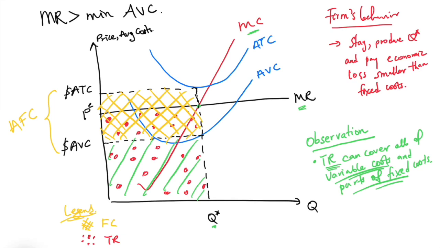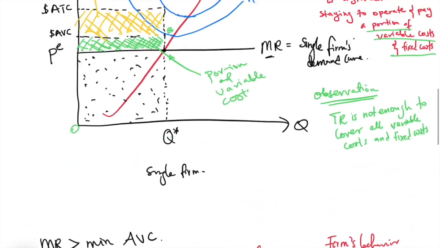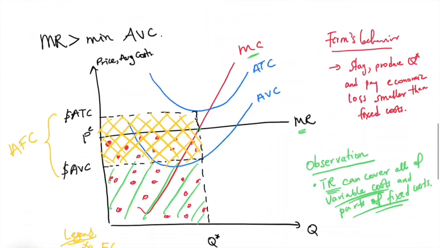So what should the firm do? The firm can stay and produce Q star and pay an economic loss that is less than fixed costs. So this is how I'm getting all of this information. Now, if you're taking this class, this is where all that information you're seeing in your class is coming from. Now, like I said earlier, these three graphs give us an idea of how we should trace each single firm. By the way, this graph is for a single firm. All the graphs that we went through are for single firms under perfect competition.